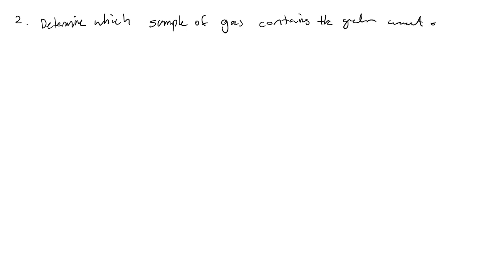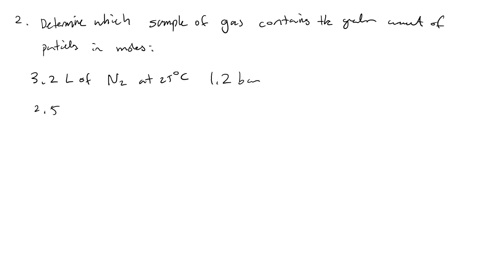Okay, and our last question will be question 2, and it says determine which sample of gas contains the greater amount of particles, or it should say, particles in moles. 3.2 liters of nitrogen at 25 degrees at a pressure of 1.2 bar, or 2.5 liters of helium at 23 degrees at a pressure of 1.2 atmosphere.